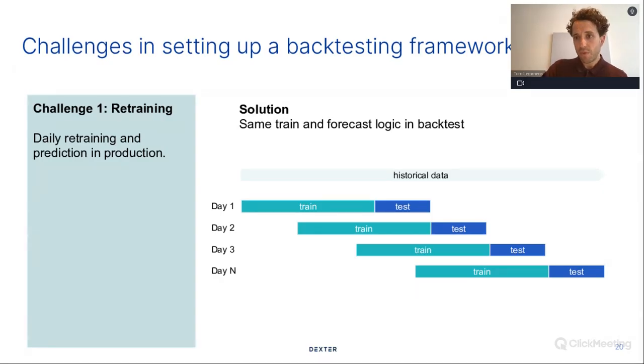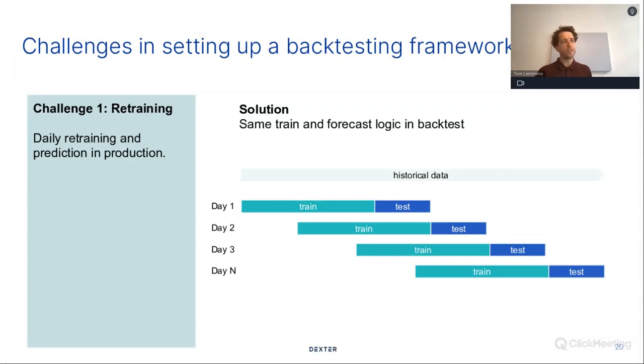First one is about the retraining logic. So say in production, you retrain and you forecast on a daily basis. Then I would argue that also in a backtest, you would have to retrain and predict on a daily basis. So that would look like this, right? Where you have a fold every day. So every day you train, you predict, you train, you predict, right? It's this typical time series cross-validation visual.